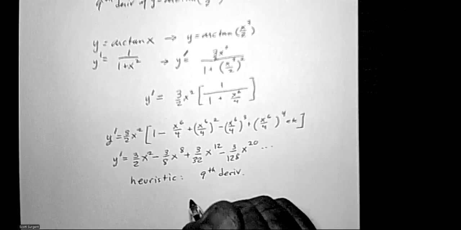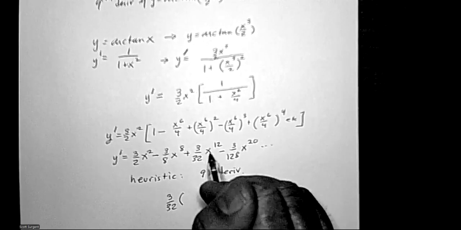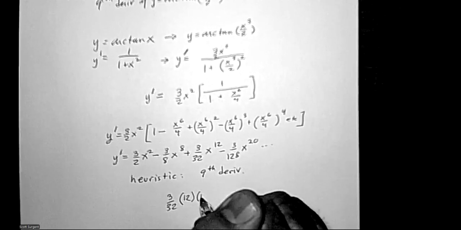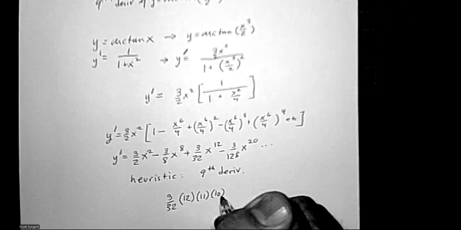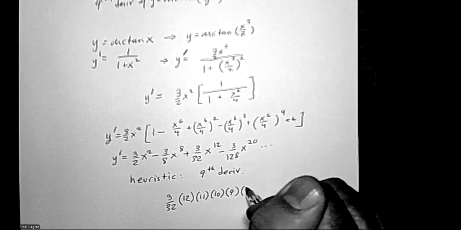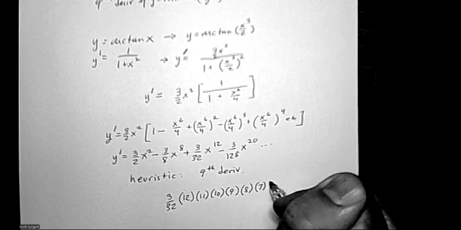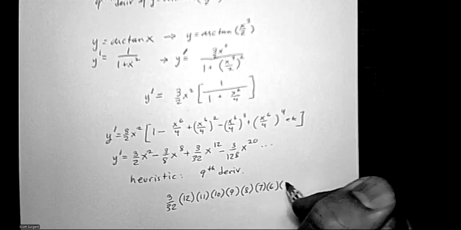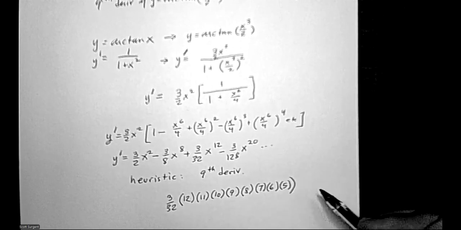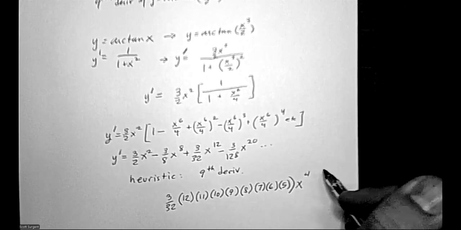We're going to have, oh geez, 3 over 32. I'm going to have to just kind of work this out. The second derivative would give me a 12, third derivative would give me 11, a fourth derivative would give me a 10, a fifth derivative will give me a 9, a sixth derivative an 8, a seventh derivative a 7, an eighth derivative a 6, and a ninth derivative a 5. And then would have x, this would be to the fourth.